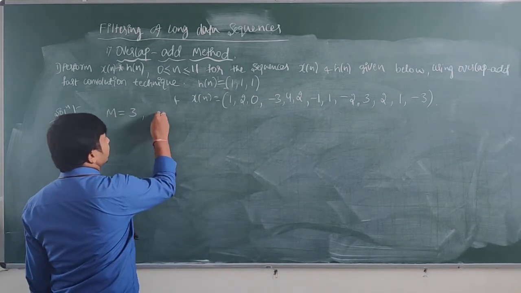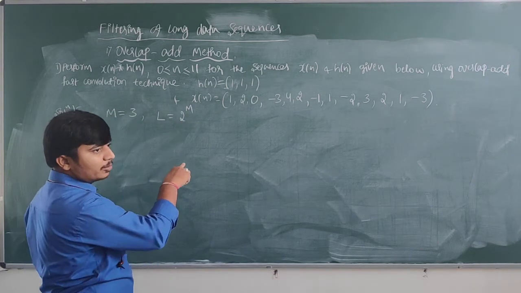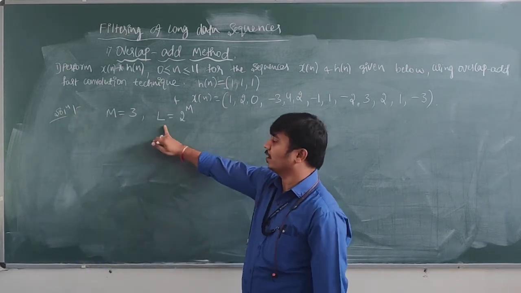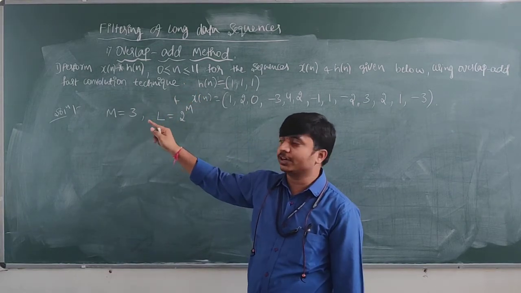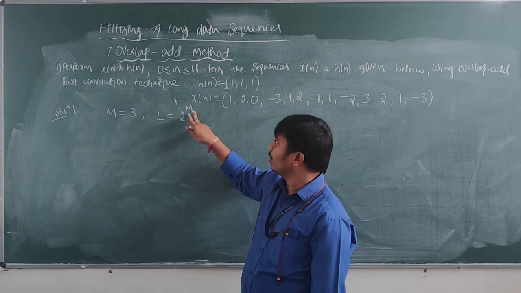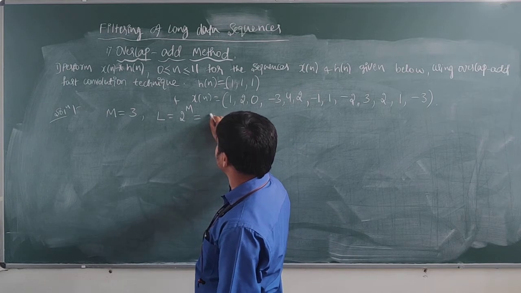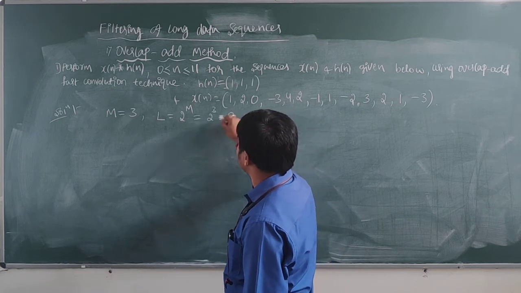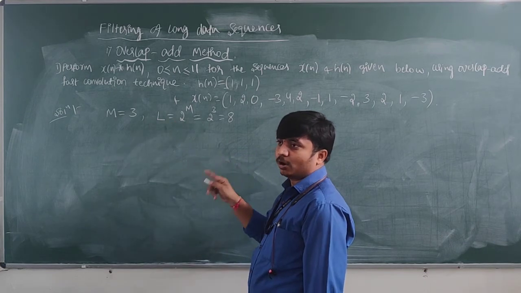Okay. So next, I have told that for DFT and IDFT computations, the length L is equal to 2 power m. This is very important to find. Sometimes the problem itself will mention this block length L. If it is not given, you must compute it. So L is equal to 2 power m, where m is the length of h of n. In this case, m is 3, so 2 power 3, which is equal to 8. So L is 8, the block length.